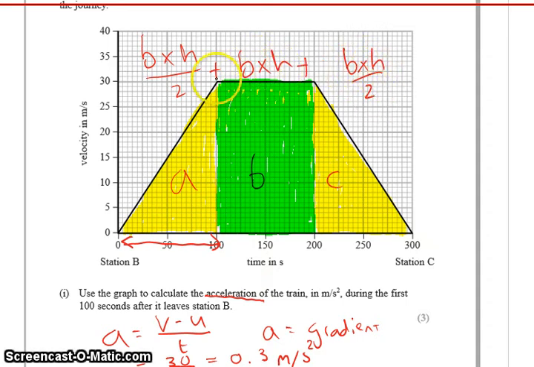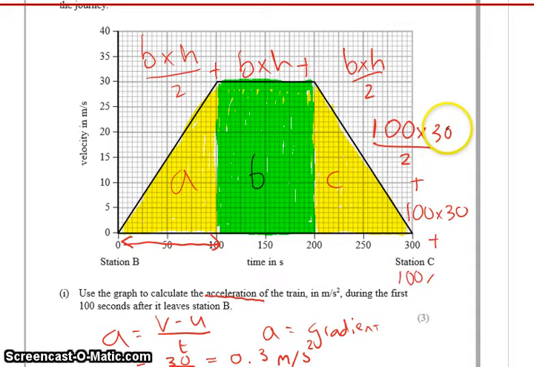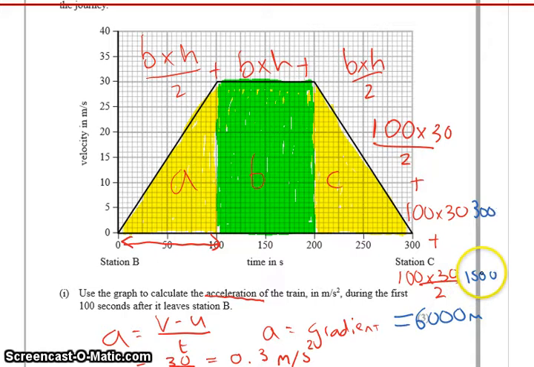So base times height for triangle A, well, we've got 100 times 30 divided by 2, and we're going to add that to 100 times 30 for rectangle B, and we're going to add that to 100 times 30 divided by 2 for the final triangle. And if we add those all together, then what we're getting is 6,000 meters. Okay, because we get 1,500 meters for C, 3,000 meters for B, and 1,500 meters for A.